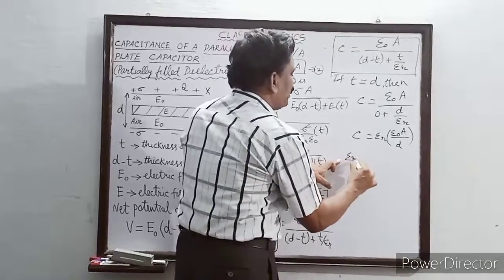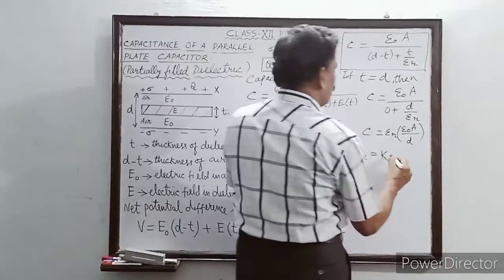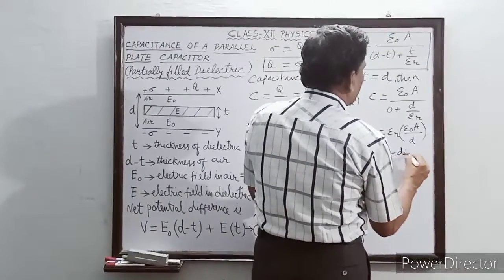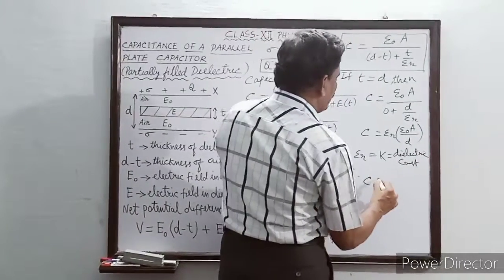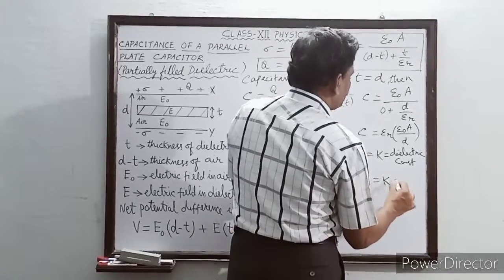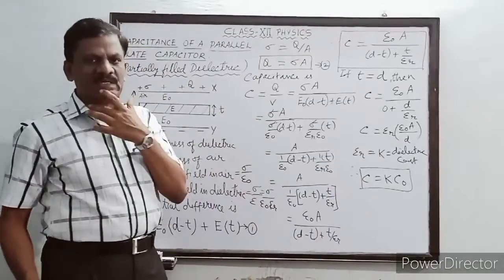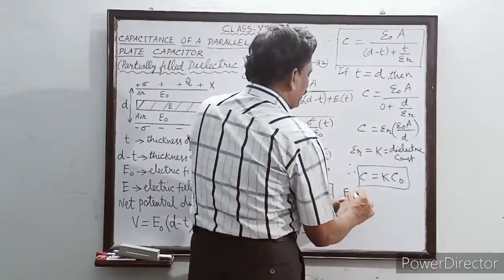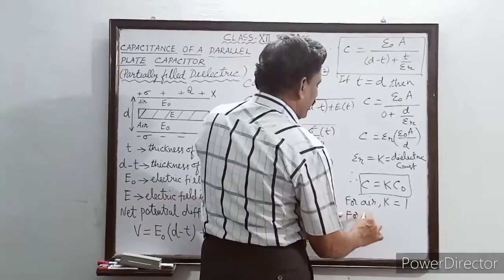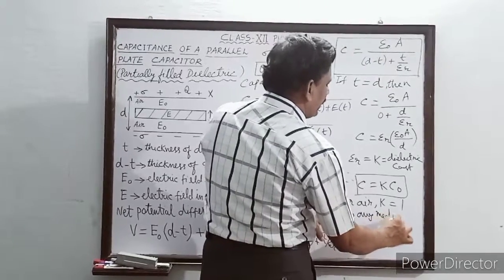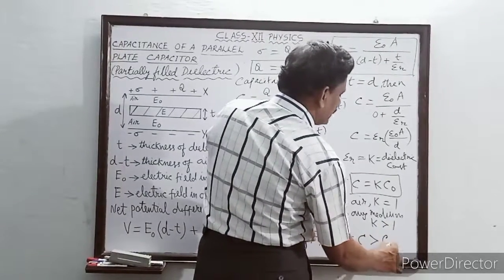But epsilon r is also equal to K, the dielectric constant, and therefore C is equal to K times C naught. The same expression we derived in the previous discussion also. K is equal to 1 for air, and for any medium other than air, K is greater than 1. Therefore, C is greater than C naught.